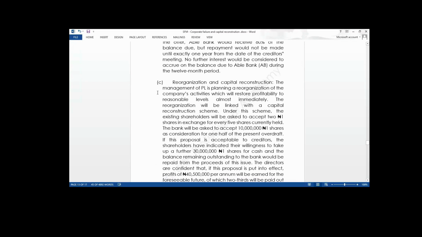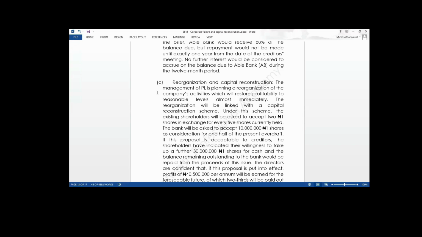Proposal C: reorganization and capital reconstruction. The management of PL, the company in question, Second Limited, is planning a reorganization of the company's activity, which will restore profitability to a reasonable level almost immediately. The reorganization will be linked with a capital reconstruction scheme.